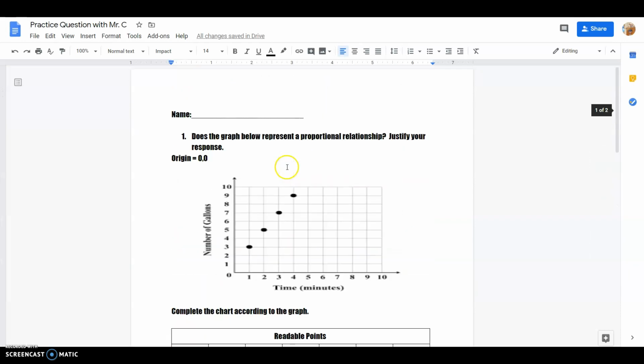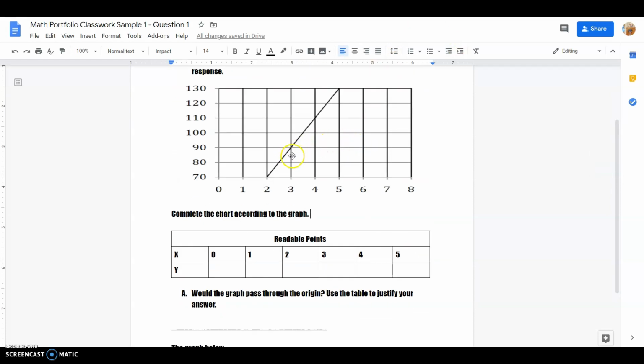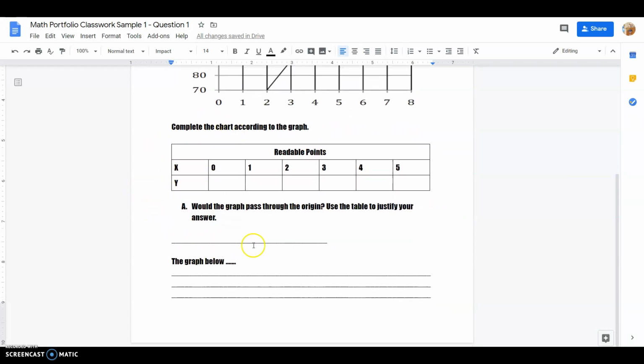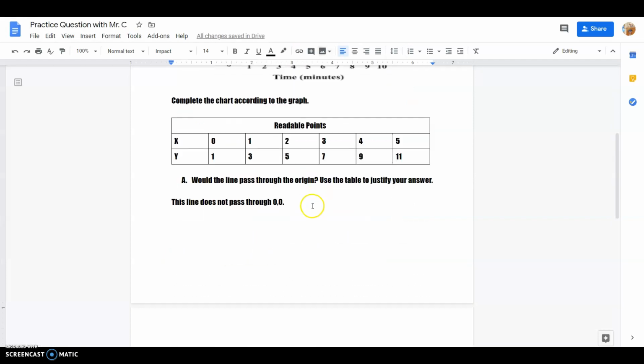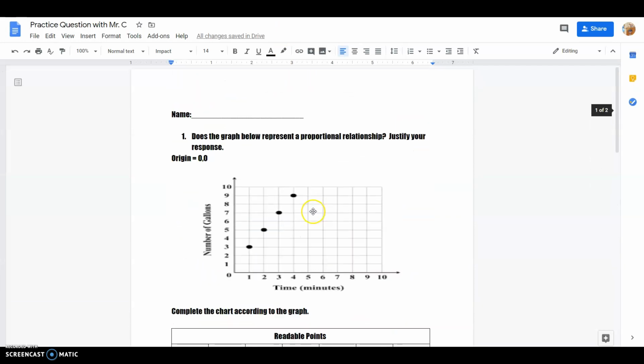The question that you have on your portfolio sample is very similar. You should fill out your table, you should answer question A, and you should definitely answer B similarly to the way that I answered them in this problem.